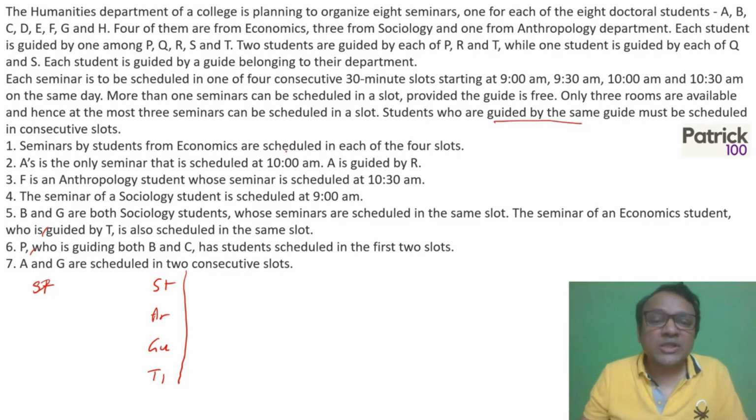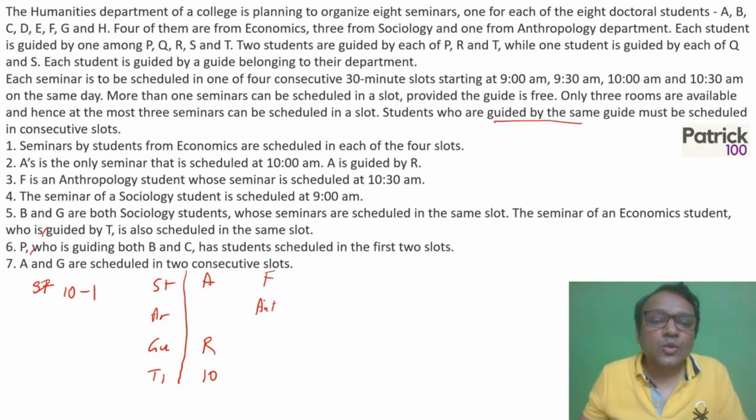Seminars by students from economics are scheduled in each of the 4 slots. Okay, so there is one economics in every slot. A is the only seminar that is scheduled at 10 a.m. So that means I'm talking of 10 a.m. There is only one slot A. So that means I can say that at 10 o'clock there's only one. A is guided by R. So guide is R.